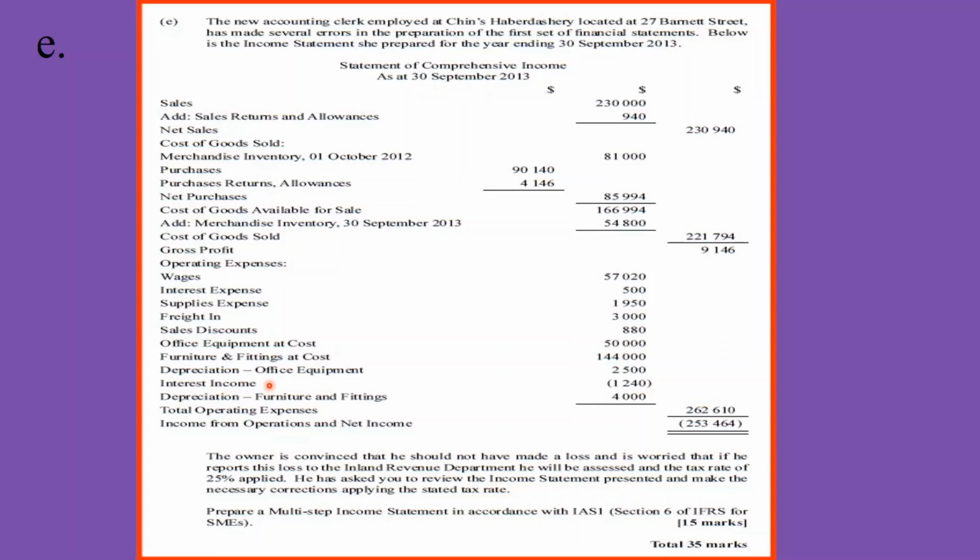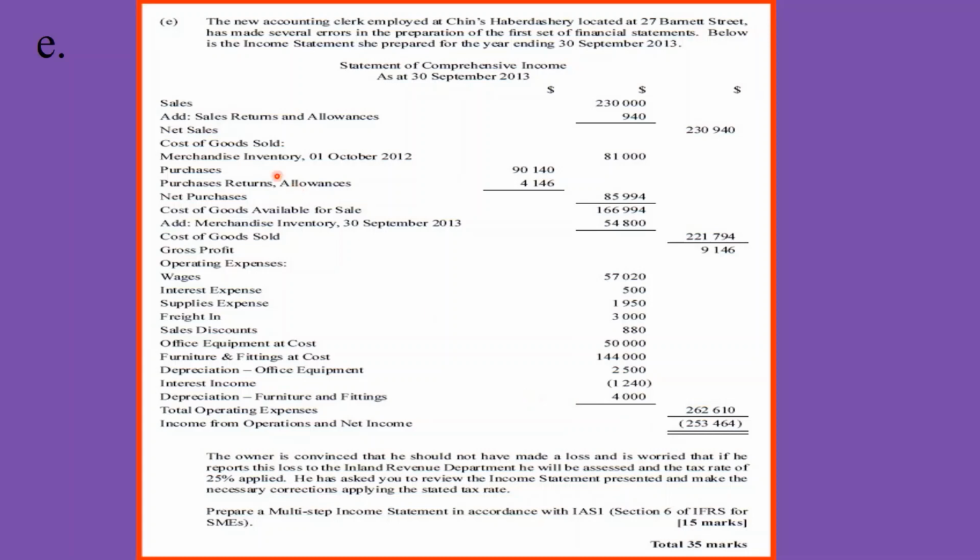Interest income is not part of the operating either. You can take this and add it on to the gross income here, or you can add it on at the bottom here to the net operating income as other income. Depreciation for the fittings could remain under operating expenses, and then you add them all together. You get your income from operations and net income when you minus the total from this year. And it should not work out to be a loss according to the owner.